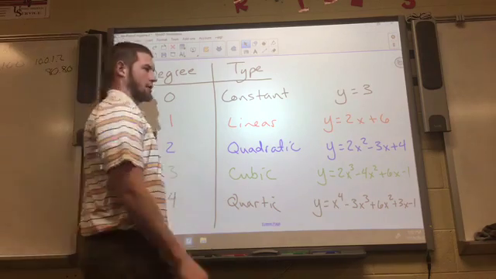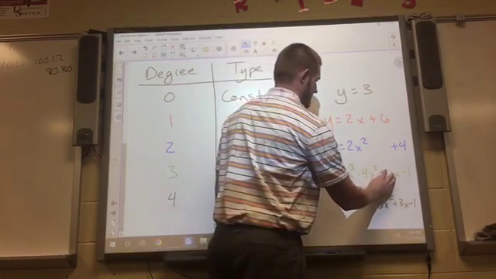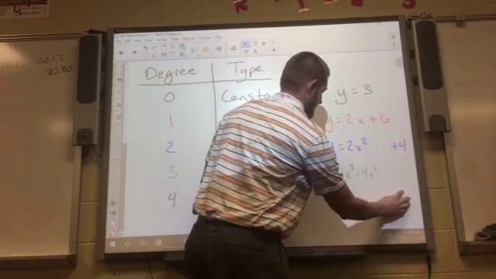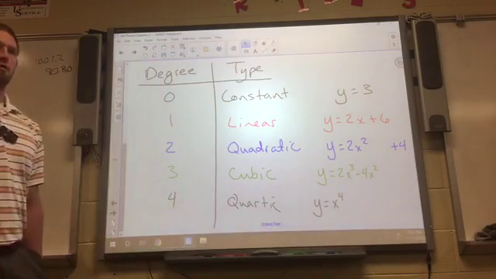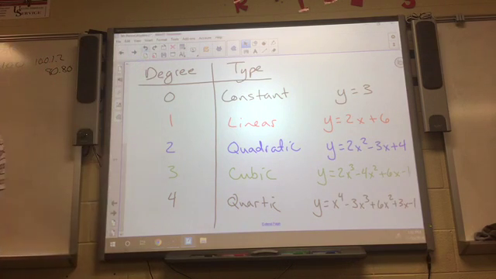These could range, okay? It might be 2x squared plus 4. It might be 2x cubed minus 4x squared. It might just be x to the fourth. Okay? You don't have to have everything in there. Those are just examples of what they would look like in standard form with something at each one. Okay? Questions so far? Okay. So if I put something up here and I had an x to the 7th in it, and that was the biggest exponent, it would be what degree? 7th degree. Okay.